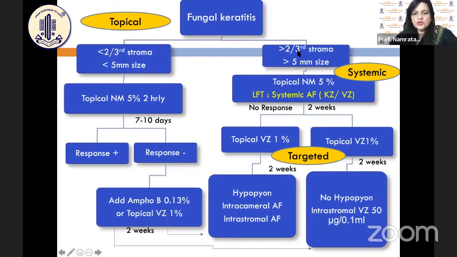Again, if it is more than two-thirds stroma, more than 5 millimeters in size, systemic can be started, and topical both can be started. And if there is no response to it, then targeted therapy can be given in the form of intracamerals or intrastromals or both, depending upon where the lesion is. And of course, if it doesn't respond here, that is when the ulcer size is less, then we can always shift to this column on the right side.